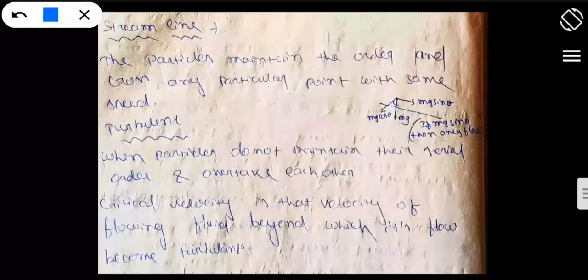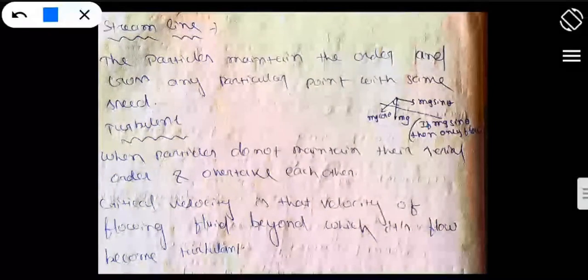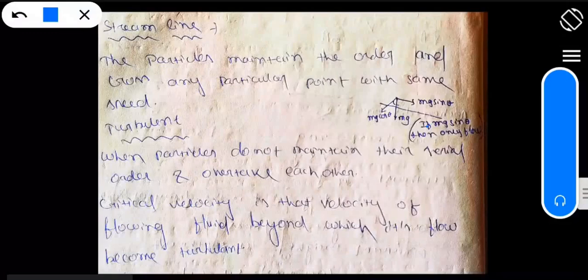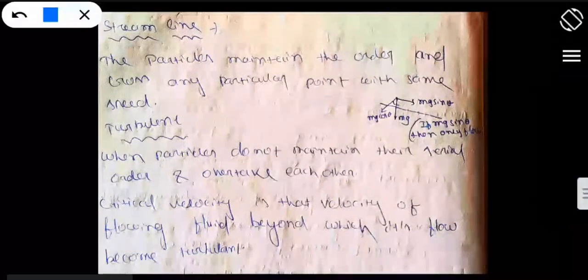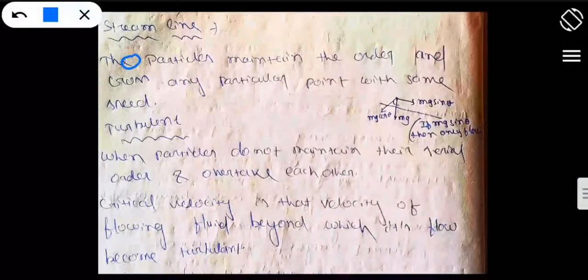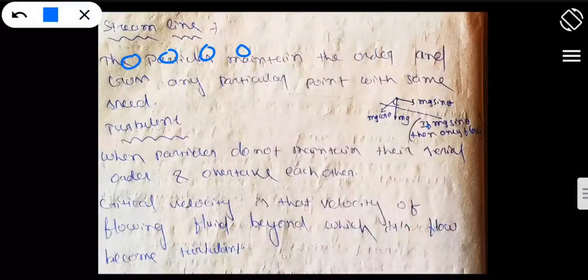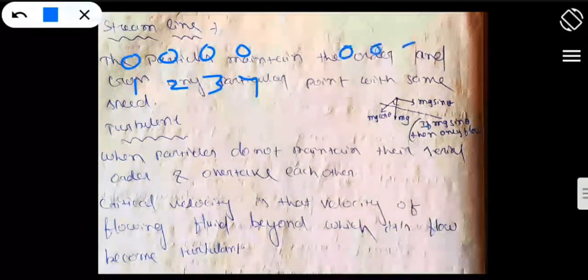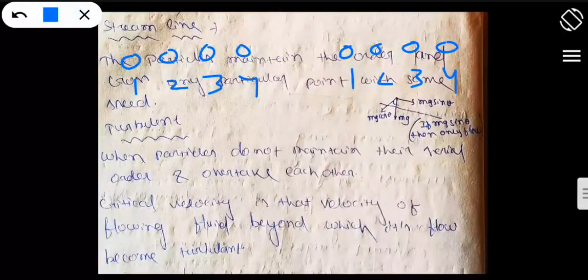So today we are going to start streamline flow and turbulent flow. So let us check what a streamline flow is. Suppose the water molecules are moving like this, let us name them 1, 2, 3, 4. After some interval I check these molecules at this point, and they are the same, maintaining the same order, 1, 2, 3, 4, and crossing the particular destination at the same interval of time.